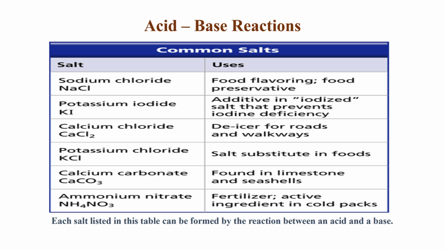Now, one of the products of a neutralization reaction is a salt, and salts are everywhere. Let's look at a table of common salts and their uses. For instance, sodium chloride, or NaCl, is used for food flavoring and as a food preservative. Potassium iodide, KI, is an additive in iodized salt that prevents iodine deficiency. And the table lists many others, like calcium chloride used for de-icing roads, and ammonium nitrate used in fertilizer. Each of these salts is formed by the reaction between an acid and a base.